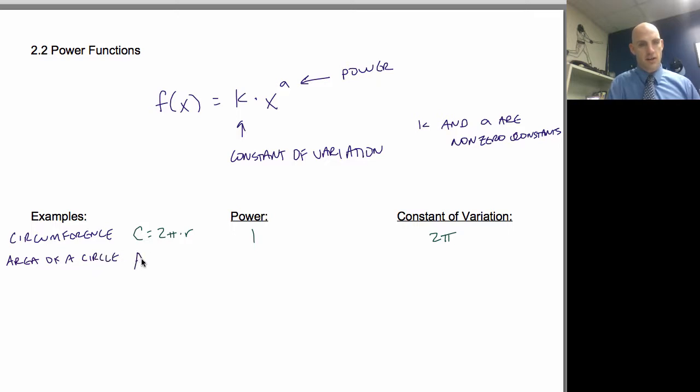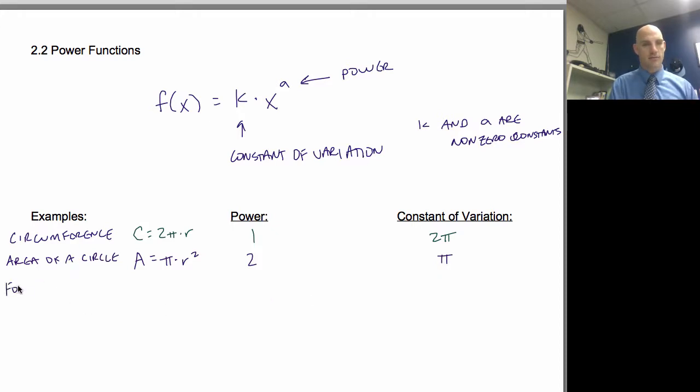Another example is the area of a circle. And what you're going to see with this is you start to see this pattern: pi times radius squared. If I'm thinking about it in terms of a power function, I'm looking for the constant of variation, meaning a number times something to some power. And that something, the x in our original, or the radius in our circumference equation, is what is dependent in the problem. I need the radius of the circle to be able to calculate it. So my power is 2, and my constant of variation in this case is just pi.